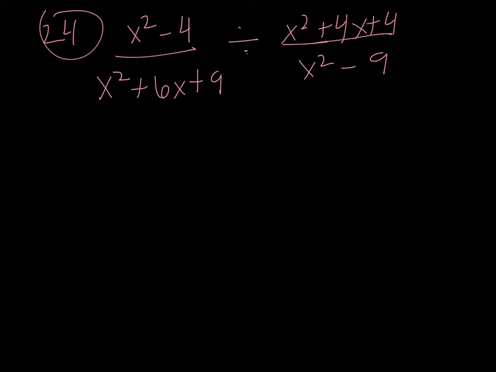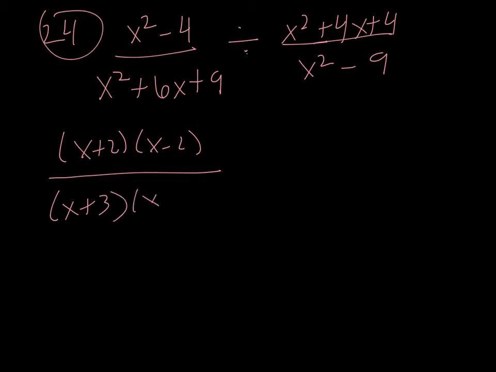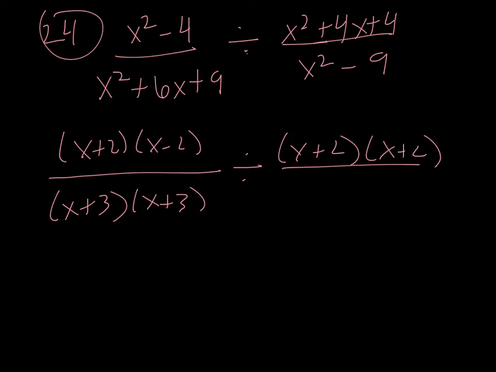So, first thing we're going to do is actually factor the top and the bottom of both of them. Two numbers that multiply to get -4 and add to get 0 would be x plus 2, x minus 2. Two numbers that multiply to get 9 and add to get 6: x plus 3, x plus 3. Still division. Two numbers that multiply to get 4 and add to get 4: x plus 2, x plus 2. And two numbers that multiply to get -9 and add to get 0: plus 3, minus 3.